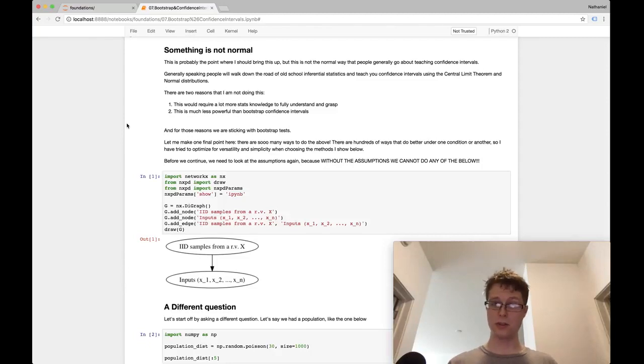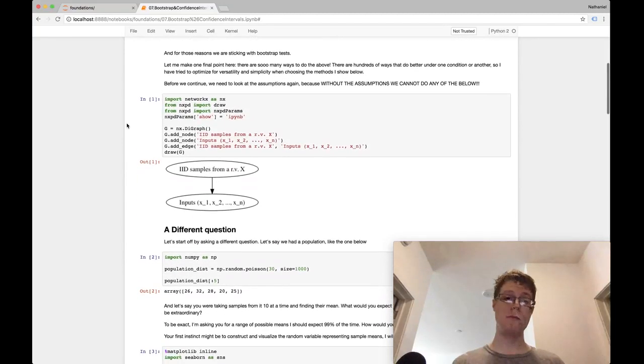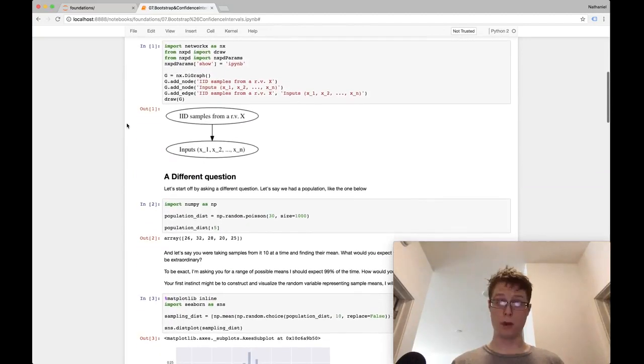Back to the assumptions. Remember, we couldn't use the plug-in principle without the assumptions that we have. The assumptions are simple. First, we have the data. If we don't have any data, we can't make any inference. Second, it comes from a random variable X, and we get IID samples from that random variable X.